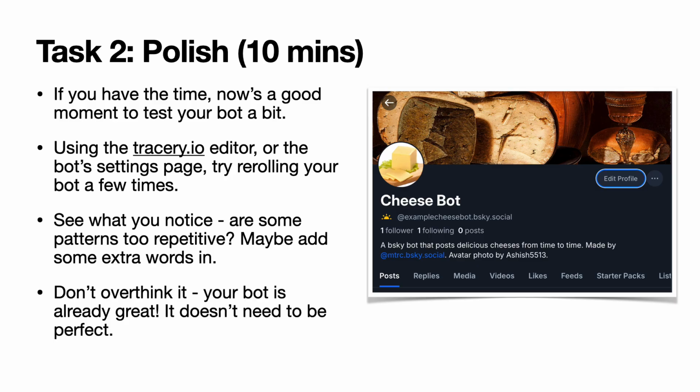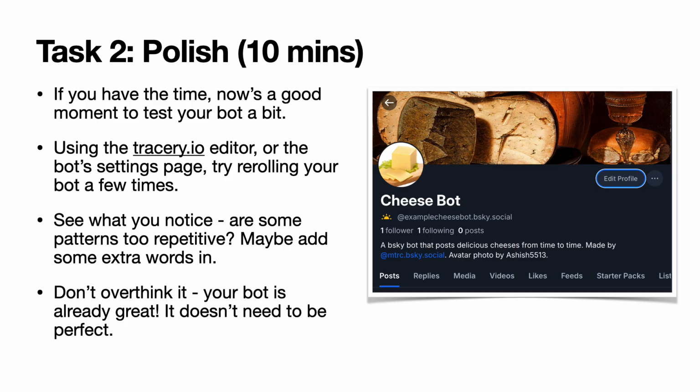So go back to the tracery.io editor, or maybe the settings page on Bluebots Done Quick, and just re-roll the bot a few times and try and come at it now. You've got the relief, you finally released the bot, you don't need to worry about getting it finished now. And actually start looking at it and what are the things you're noticing. Maybe some of the patterns are too repetitive, maybe some of the word lists are too short, maybe some of the surprising things are turning up too often.